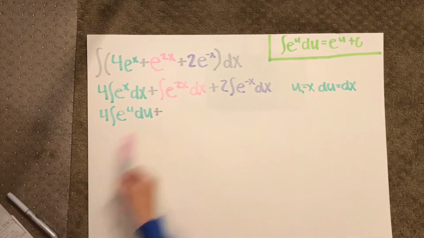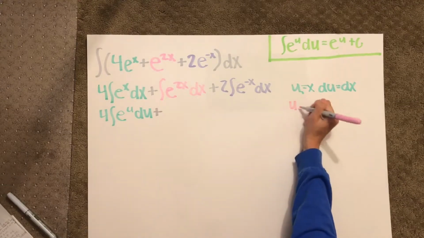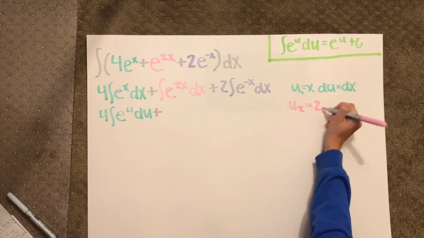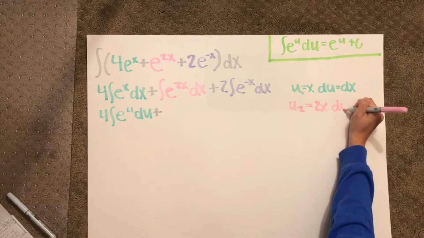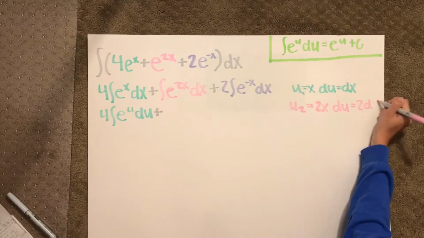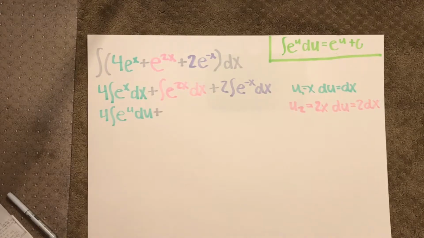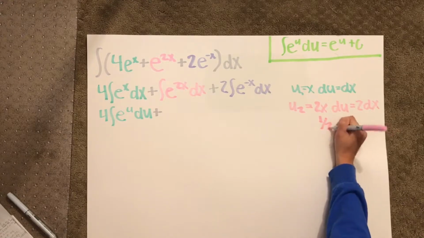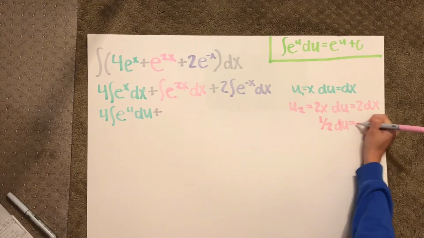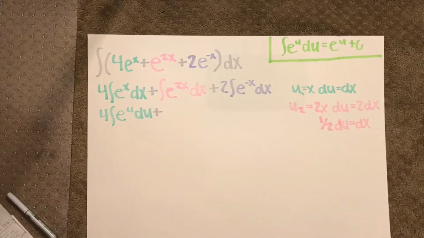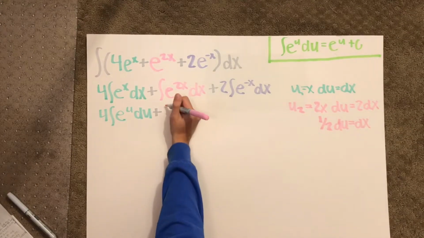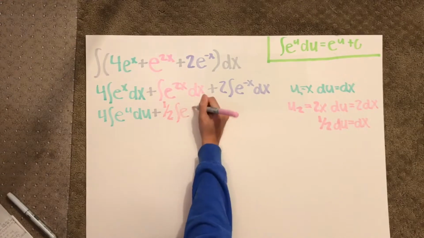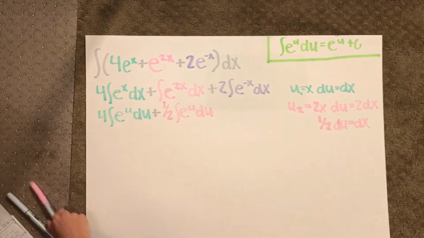Okay, and then your second term, you're going to have your u being 2x, since that's your exponent in this case, and then your du being 2dx. Since we don't have a 2dx in this problem, you're going to want to divide by 2, and so it's going to make it 1/2 du equals dx. And so when you rewrite this one, you'll have 1/2 out in front, integral e to the u du.